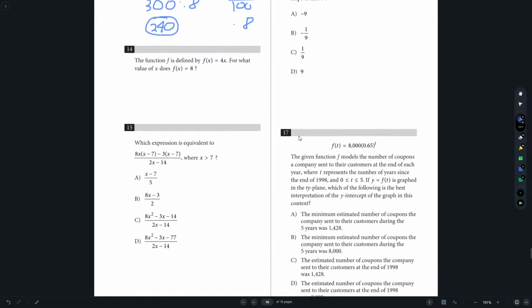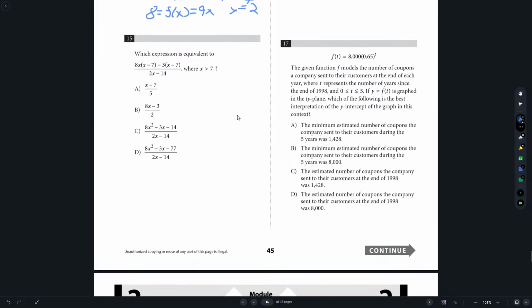The function f is defined by f of x is equal to 4x. For what value of x does f of x equal 8? This is just x is equal to 2, but if you want to find the normal way of doing it, you do 8 is equal to f of x is equal to 4x. So you have 4x is equal to 8. Divide both sides by 4. Get x is equal to 2.